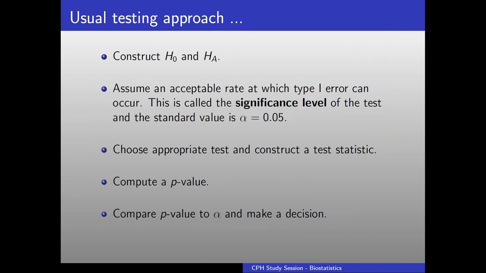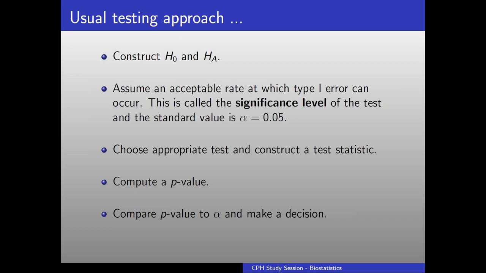The usual approach to testing: you first want to construct your null and alternative hypotheses based on what you want to test. The null and alternative hypotheses usually involve the population parameter of interest. So if you're interested in the mean, it's going to involve the mean of the population. We assume an acceptable rate at which type 1 error can occur, an error rate that we can live with. This error rate for type 1 error is called the significance level of the test, and the standard value in notation is alpha equal 0.05.